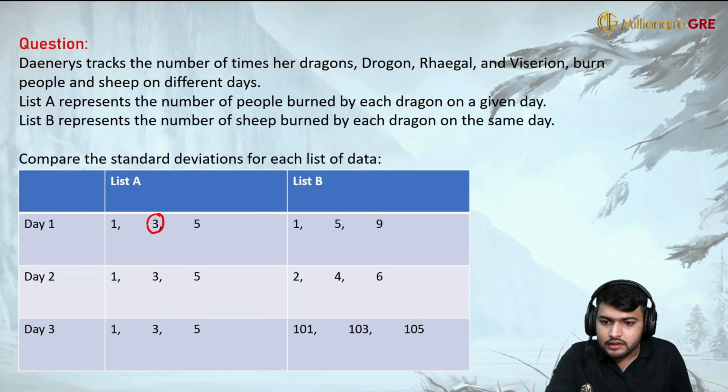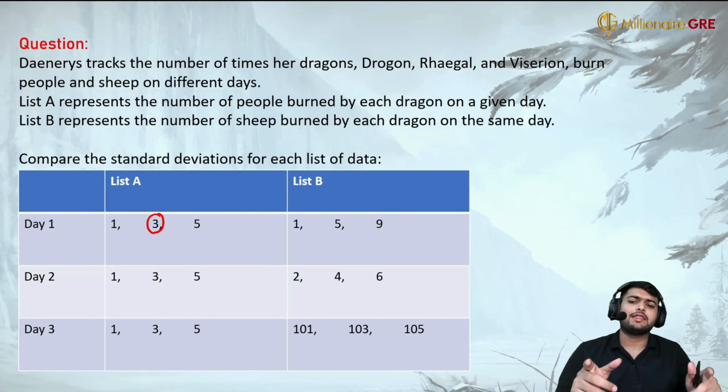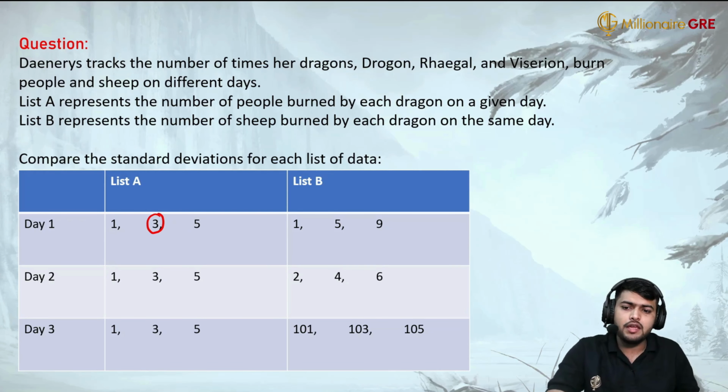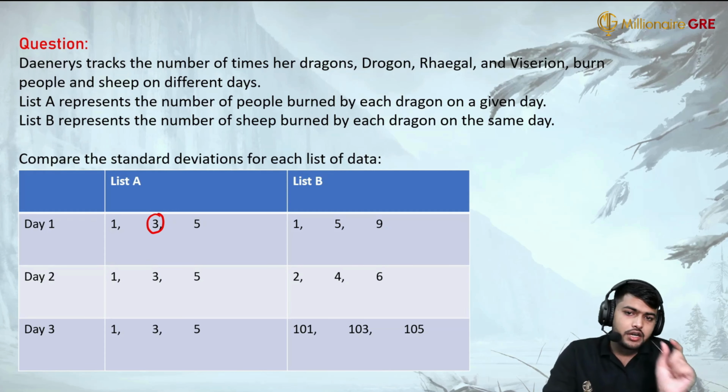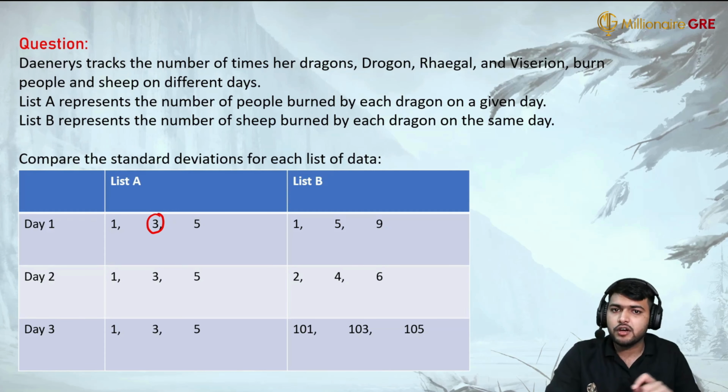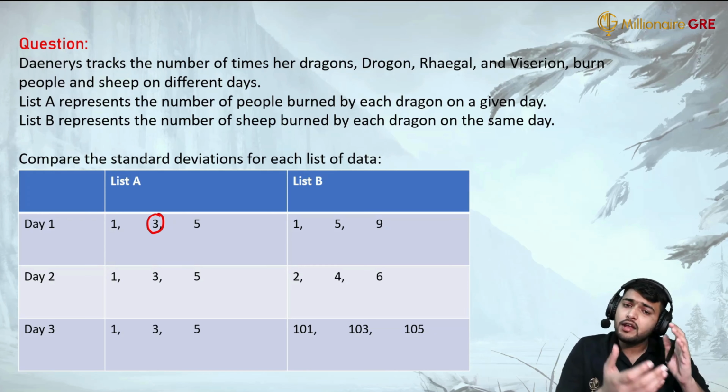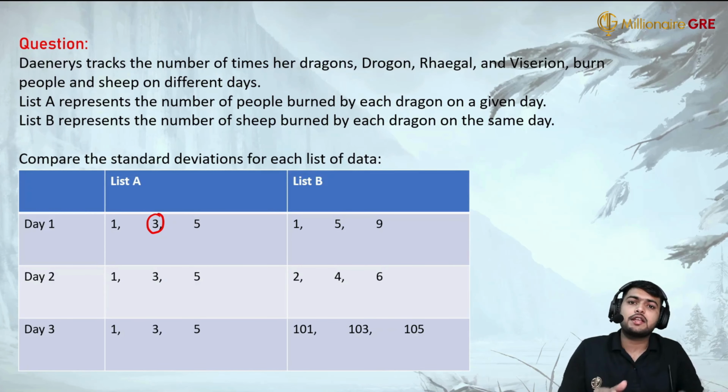For this case, mean is 3. Also you will notice that here the terms are in AP: 1, 3, 5. It's an arithmetic progression because there's a constant difference of 2 between any two consecutive terms. In AP, median is equal to its mean, or mean is equal to median in any AP. This we had discussed in the previous video.